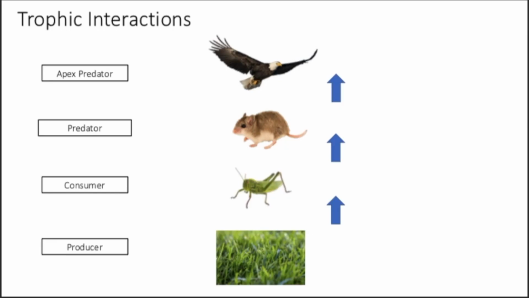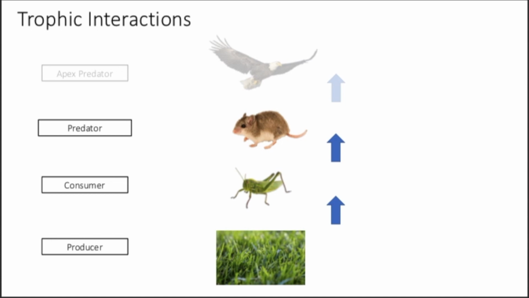We can start off with a producer like this grass that is consumed by an organism like this grasshopper, which is in turn consumed by a predator, such as this grasshopper mouse, and that is consumed by an apex predator. Each of these organisms is getting a positive interaction with the trophic level below them because they are getting food and resources, but they are also having negative impacts on the organisms in the trophic levels below them because they are directly consuming them.